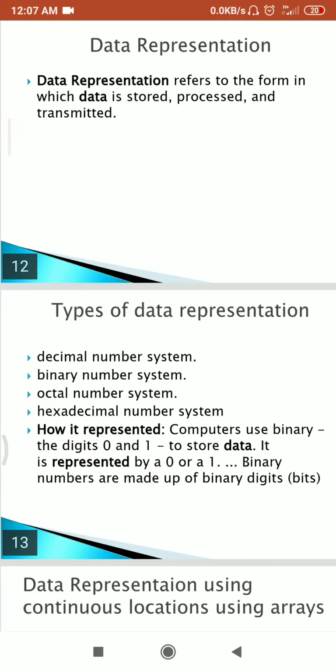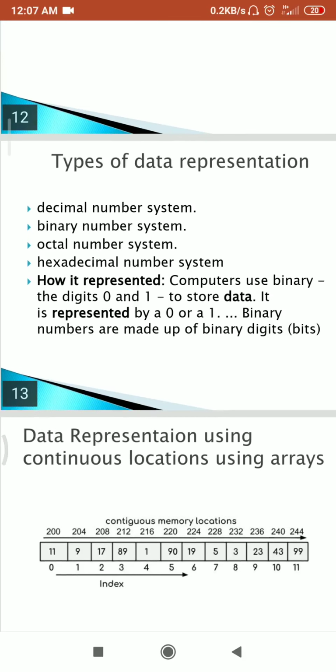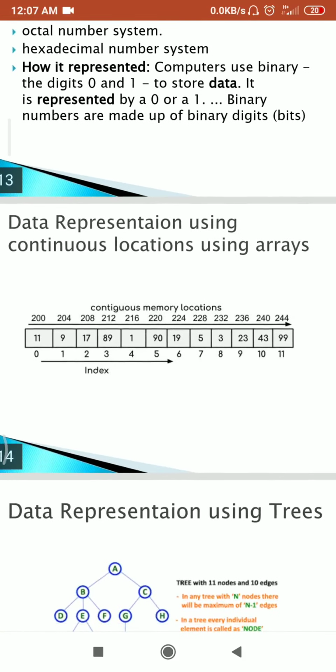So how will it be represented? Our computer is a digital computer, so all the data will be stored as 0 or 1. It is represented by 0 or 1. Next, how will the data be represented in the memory?